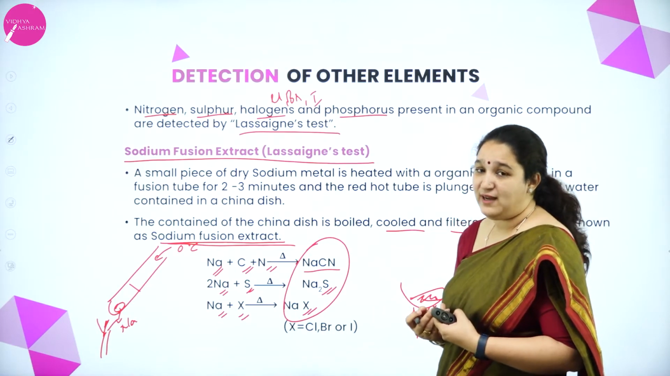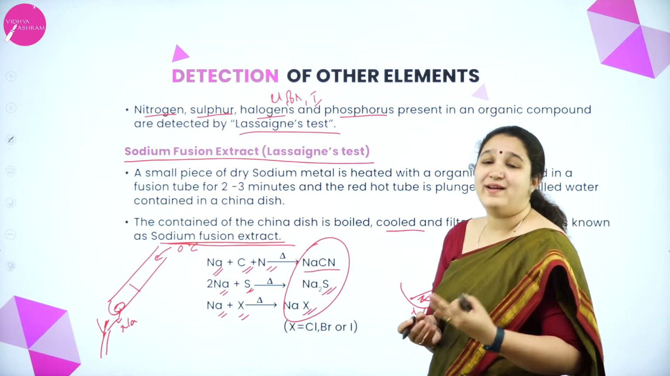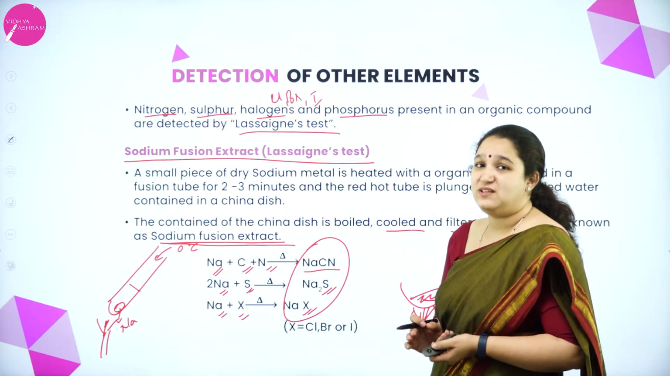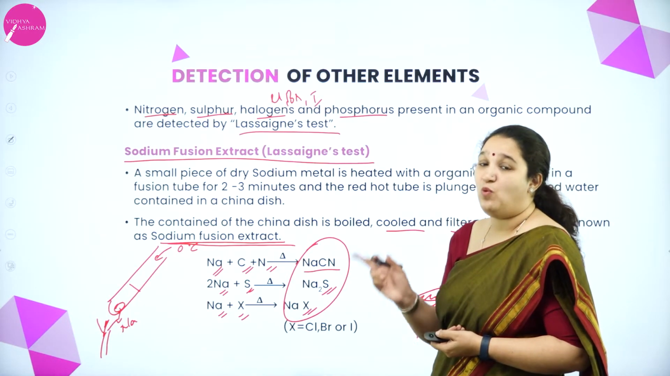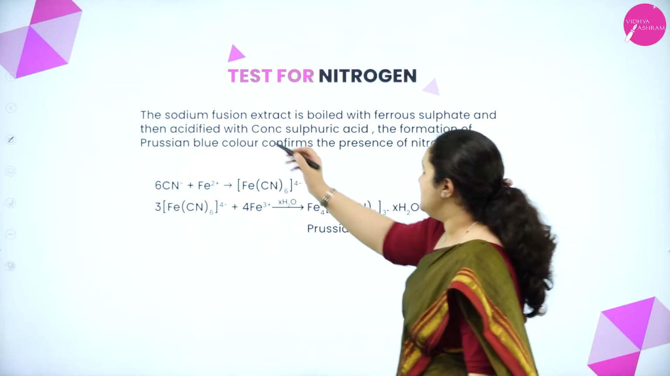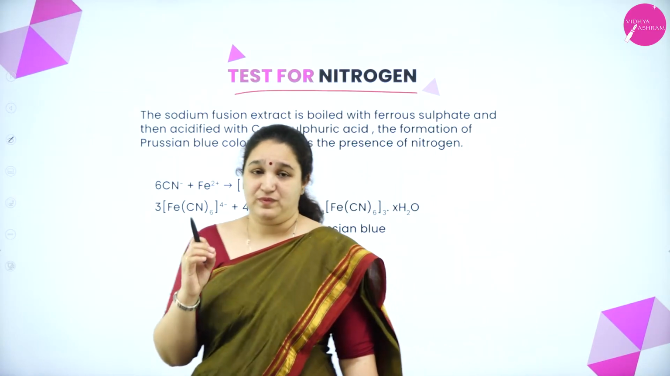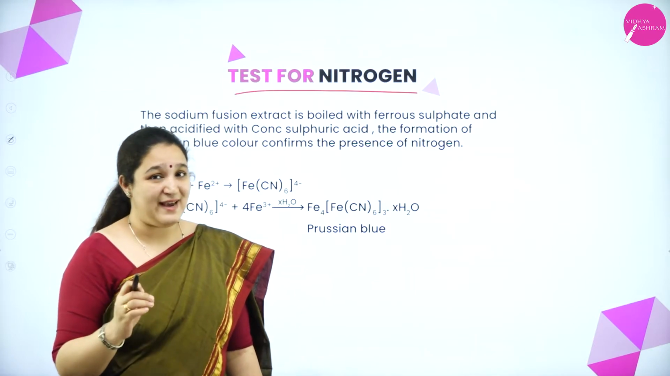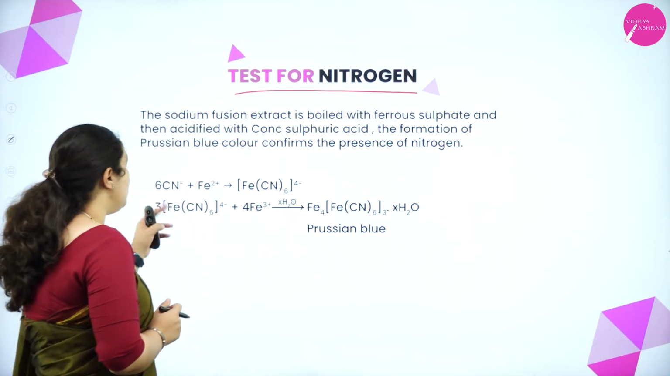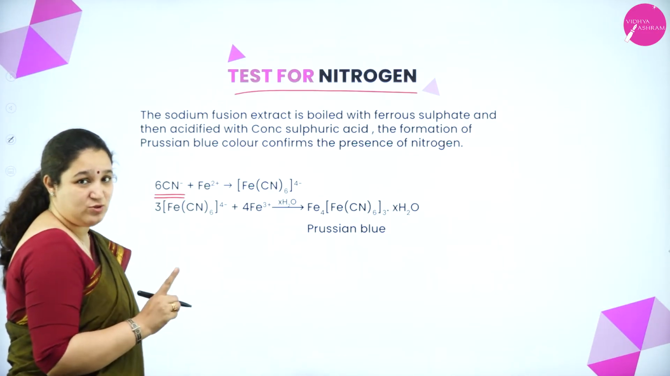Now, I have to detect whether there was nitrogen, sulfur or halogen in my organic compound using different tests. So, which are the tests to detect what is there in the sodium fusion extract? First is the test for nitrogen. My sodium fusion extract contains sodium cyanide if there was nitrogen in my organic compound. Correct? So the cyanide ions are there, which contain the nitrogen atom.